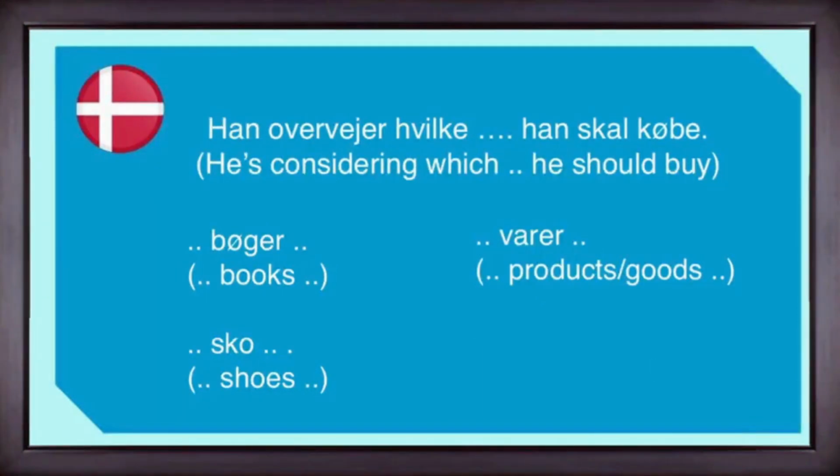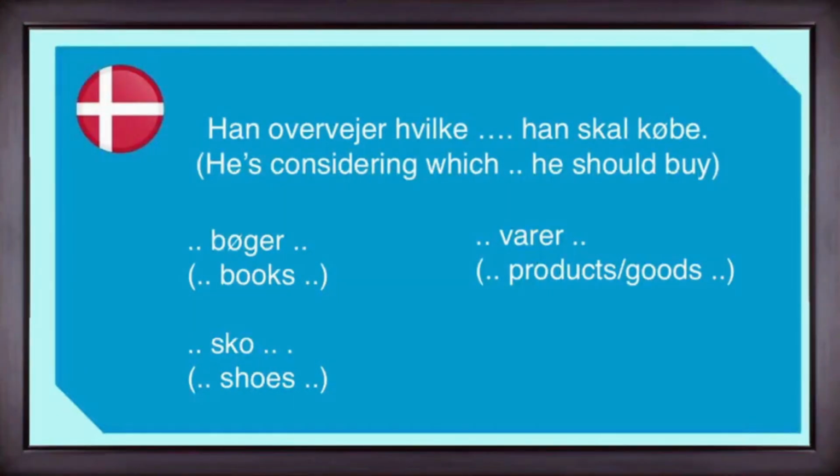It's still pretty simple. Han overvejer, hvilke han skal købe. He's considering which something in plural he should buy. Okay. Bøger. Books. Sko, shoes. Varer, products, goods. This is like stuff in general in the store, ikke? Varer, when you buy it there.